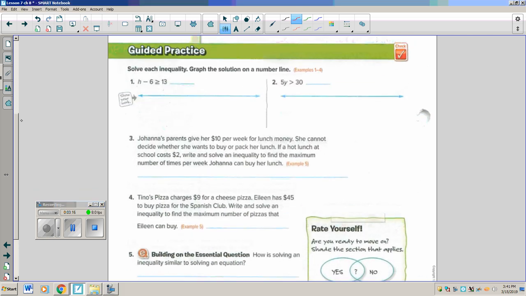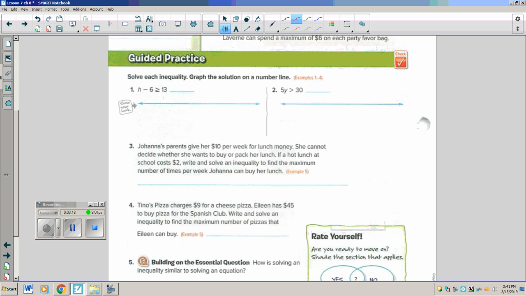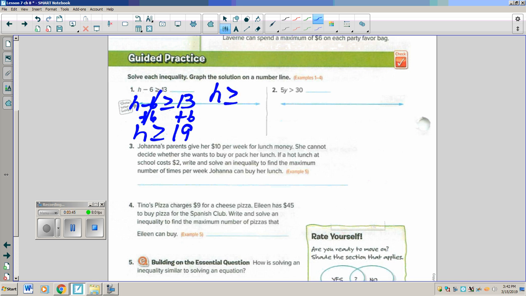Two more problems on page 638. H minus 6 is greater than or equal to 13. The opposite of minus 6 is plus 6. Got to write it on both sides. That side crosses out. H greater than or equal to 19. That's it. That's your answer. You don't need to graph it on this problem.